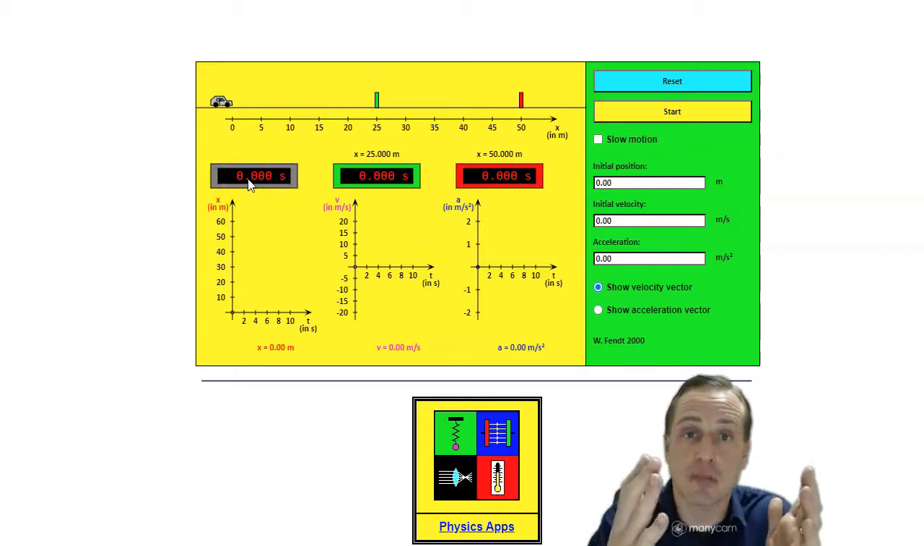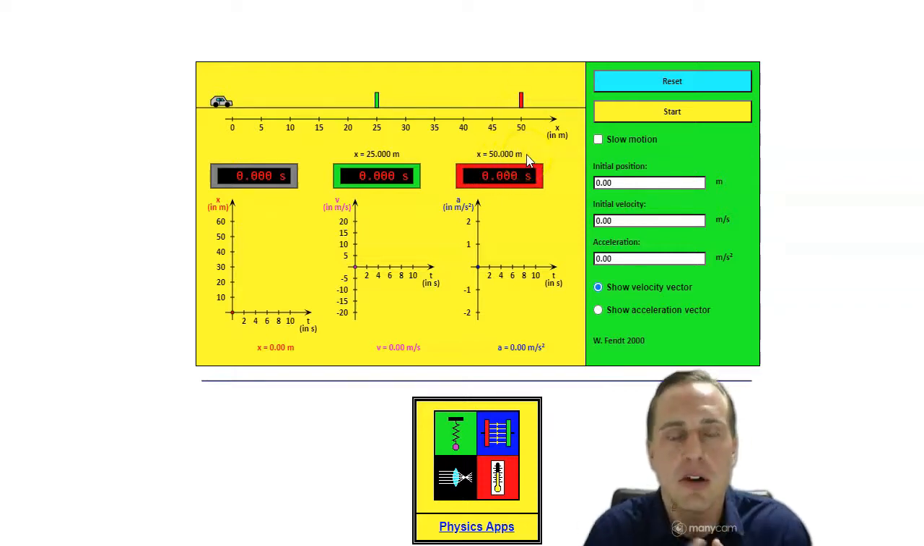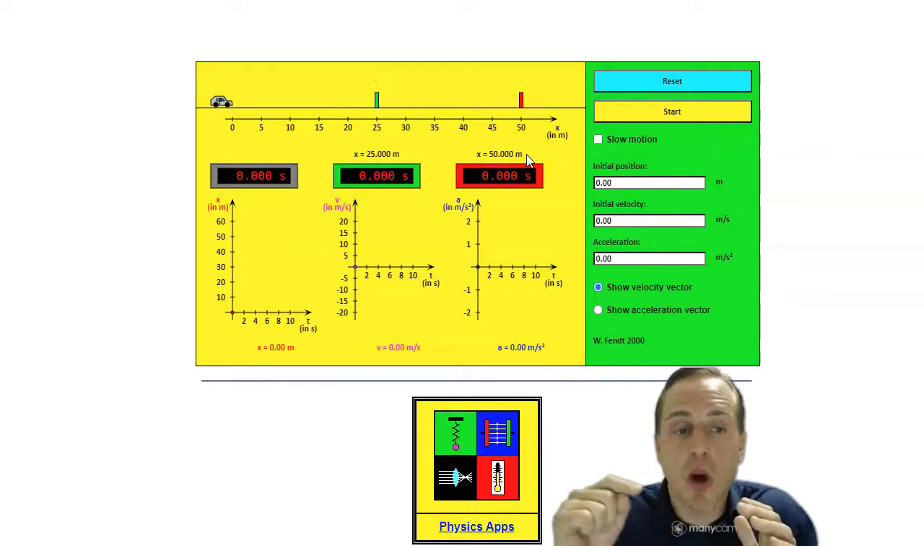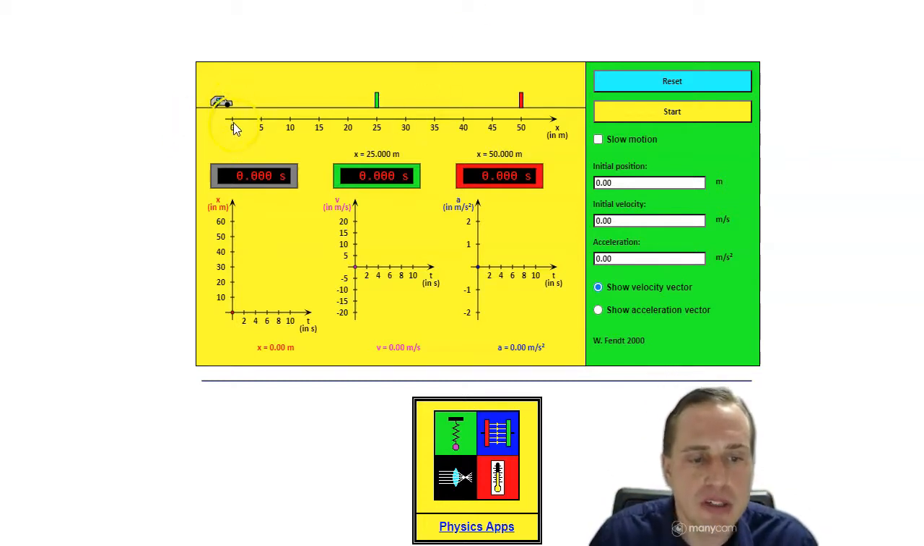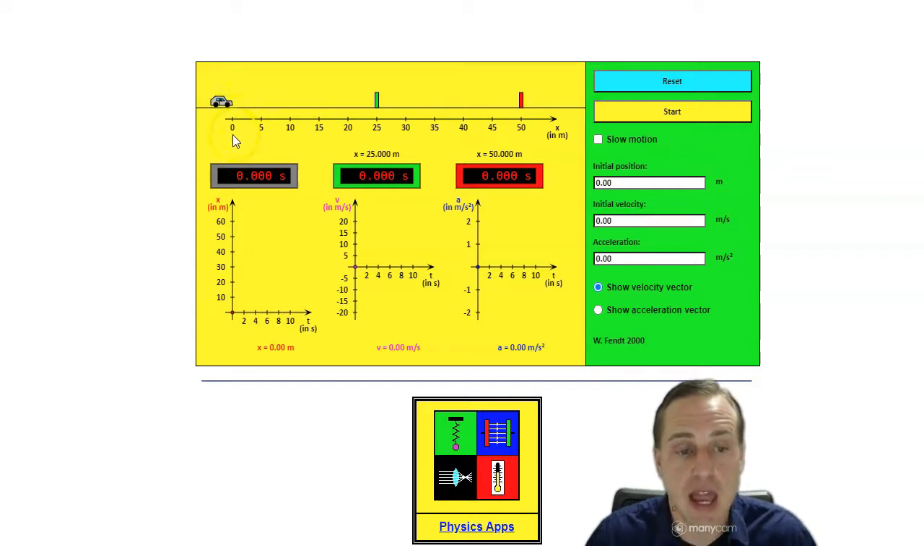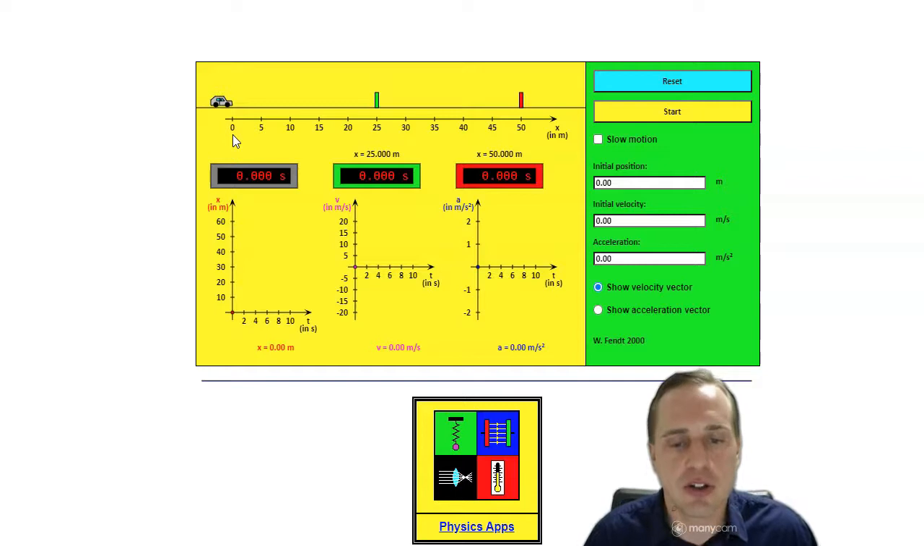In fact, we'll do several experiments. And we can measure the time that it passes this green photo gate, which will be at 25.000 meters. And we can measure the time that it takes to pass the red photo gate, which is at 50.000 meters. Note, by the way, it's when the front bumper of the car passes each of those photo gates. In fact, we say that the car is at 0 x position initially right now because its front bumper is exactly at 0 meters for its initial x position.